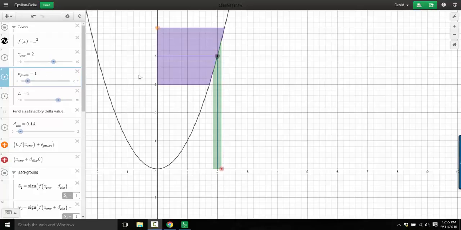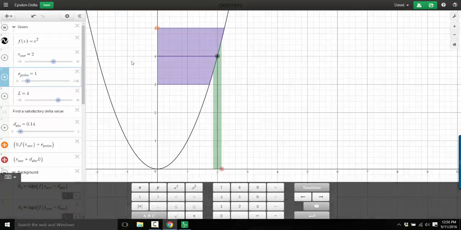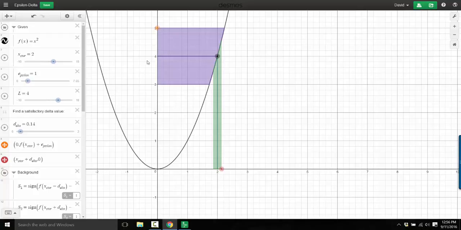So in this case, epsilon is 1. So you can see that we've got this huge range here. This is called the epsilon neighborhood around the limit. So when y values are between 3 and 5, they're in this epsilon neighborhood because they're within a distance of 1 of the limit we're trying to get to.